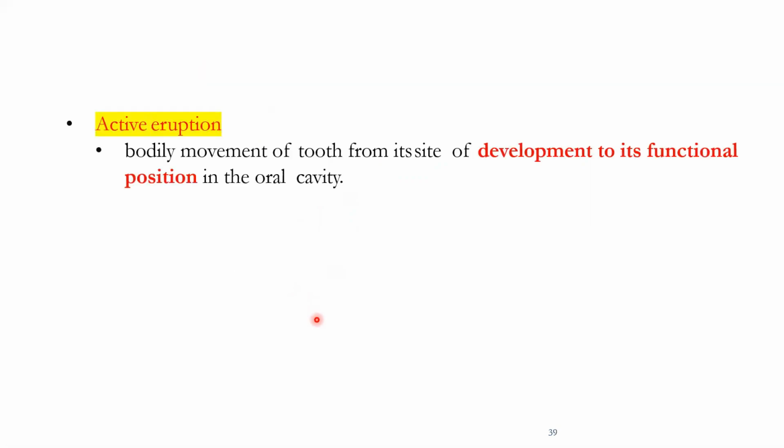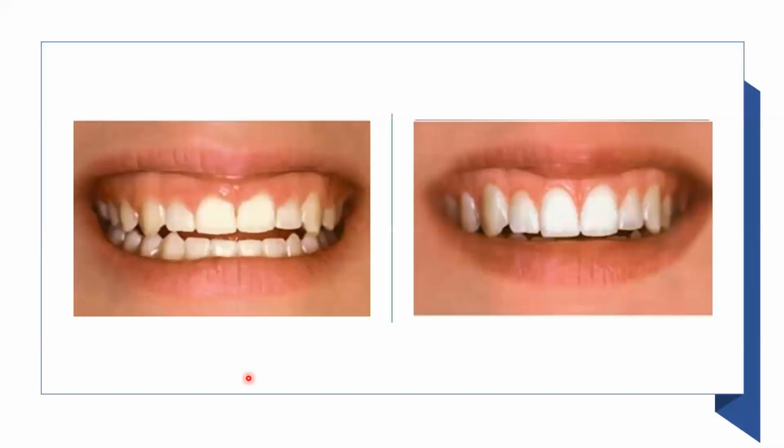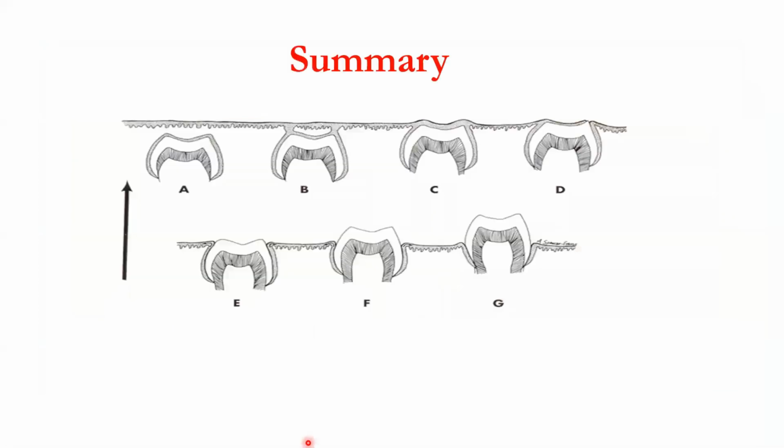Active eruption was what we discussed till now, that is the bodily movement of the tooth from the jaw to its functional position within the oral cavity, whereas passive eruption is lengthening of the crown either due to loss of attachment or because of the recession of the gingiva. As you can see here, the patient had quite small sized teeth, but due to recession they have become enlarged. But this could also be a result of a cosmetic process. The patient is not happy with the length of his crown. We can use laser, and you can increase the length of the crown by exposing some of that anatomic crown which is hiding underneath the gingiva.